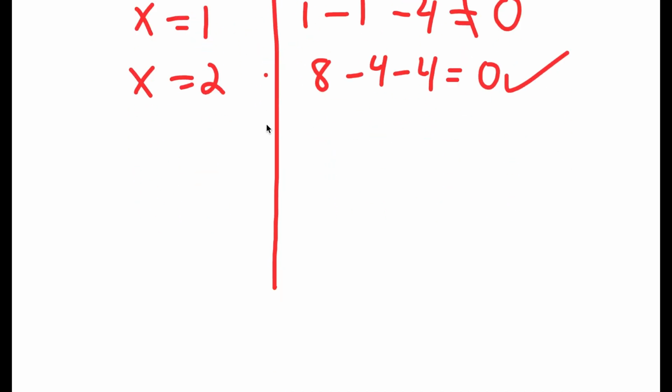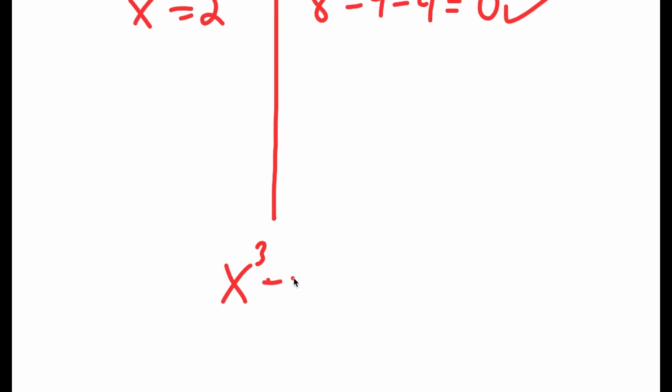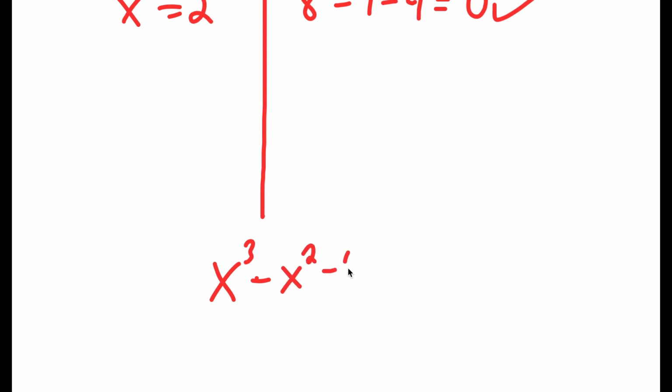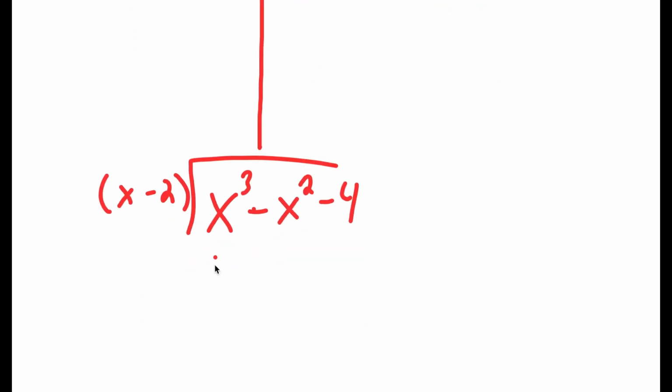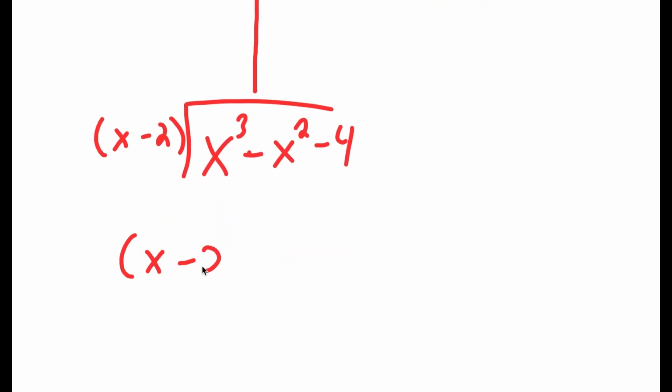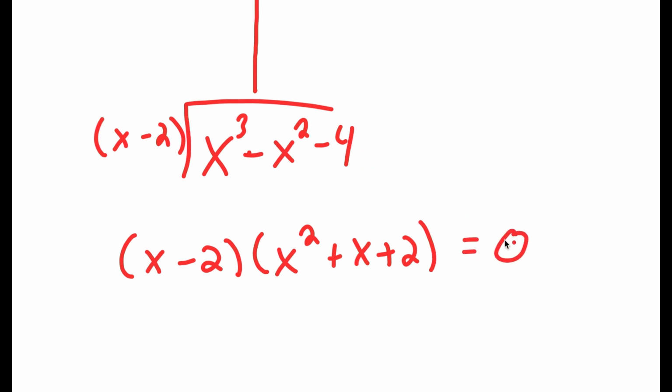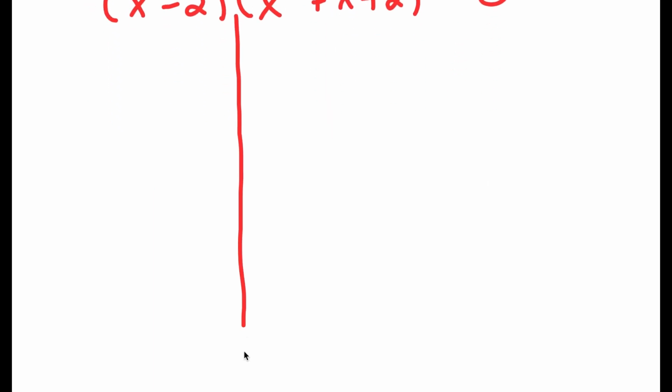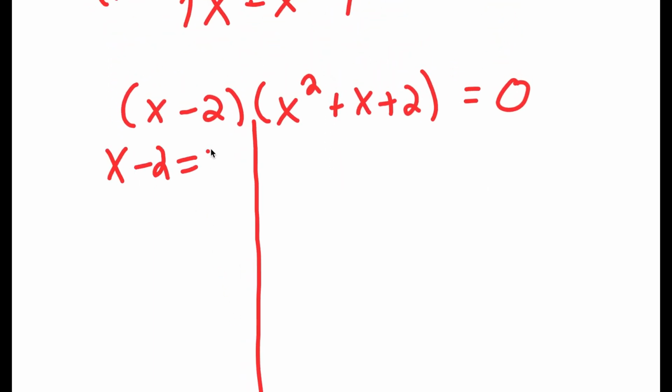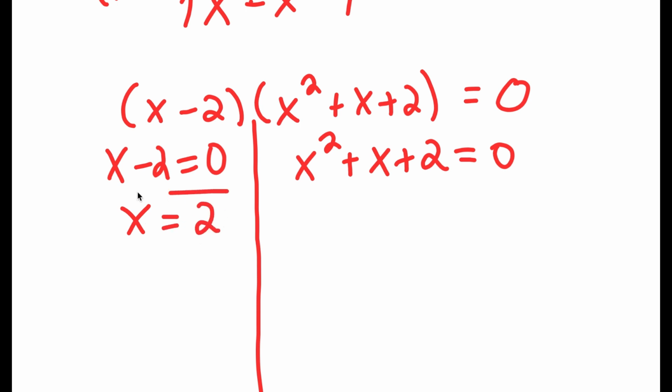Now using x equals 2, I'm going to divide x to the power of 3 minus x squared minus 4 with x minus 2. So now if you divide these two, you get x minus 2 times x squared plus x plus 2. And you can either divide them with long division or synthetic division. So now this gives me two equations. I have x minus 2 is equal to 0, and I have x squared plus x plus 2 is equal to 0. So for x minus 2 equals 0, this is simple. This obviously means x equals 2.